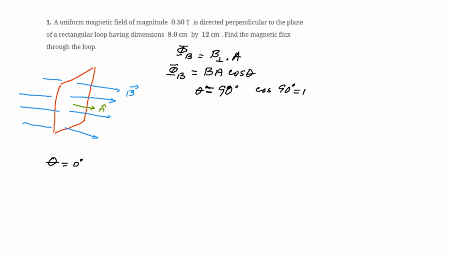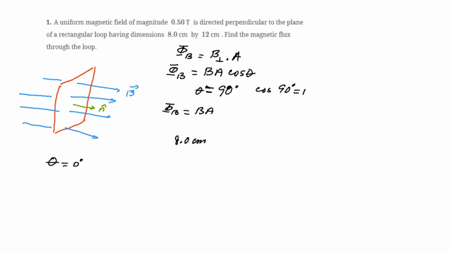So the magnetic flux is then equal to BA. So the magnetic flux through this plane is equal to B times A. Now, what is the area? They say the area is 8 centimeters by 12 centimeters. It's a rectangular loop. But to calculate the area, we need to convert the 8 centimeters into meters.